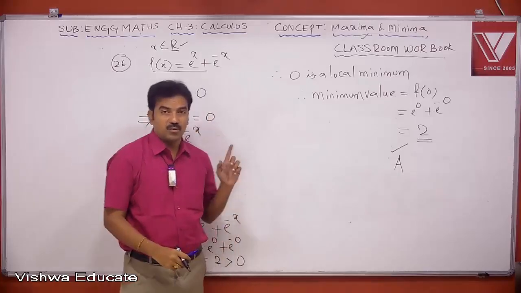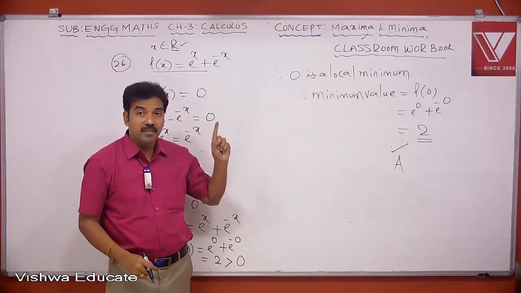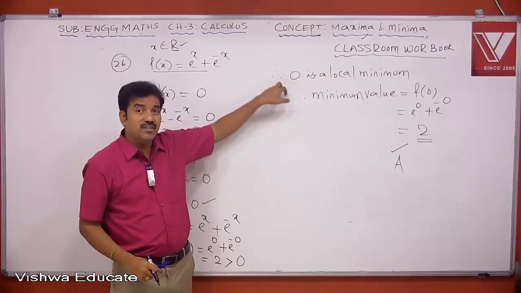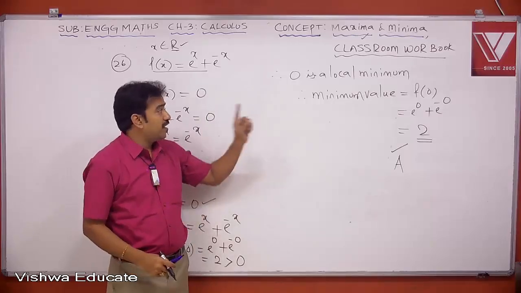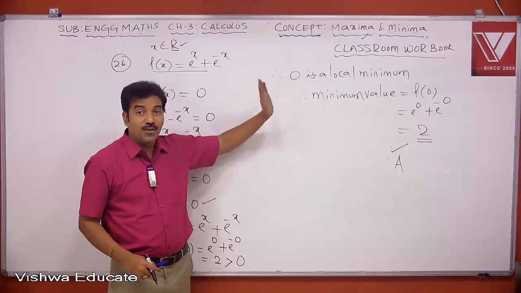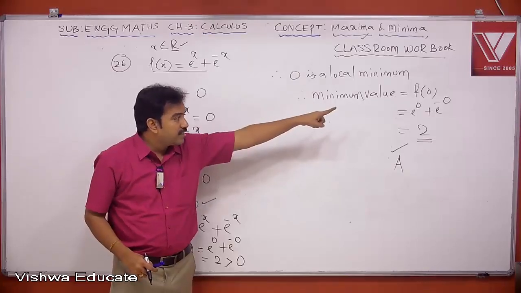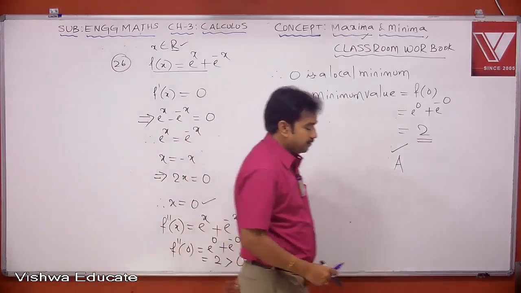But be careful about this question. Generally minimum value is different from local minimum. Here at the point 0 we were getting the minimum value, so that's why 0 is a local minimum. But unfortunately in the options one of the results is 0. So don't get confused with this. 0 is a local minimum. So the minimum value is f(0). Okay, so the answer is A.